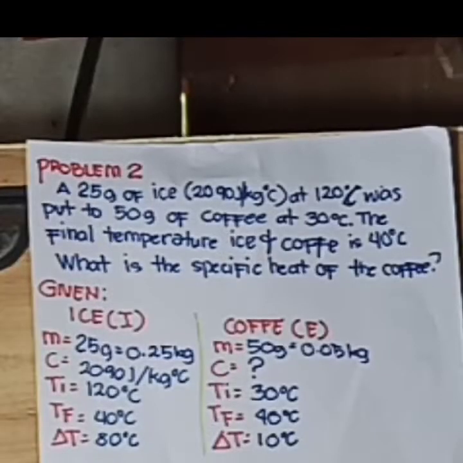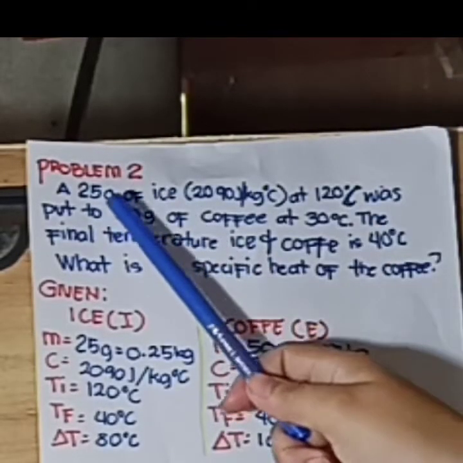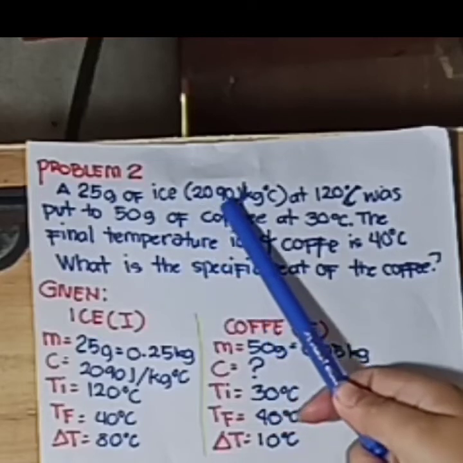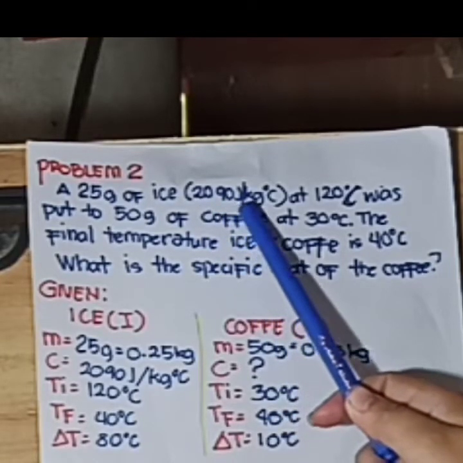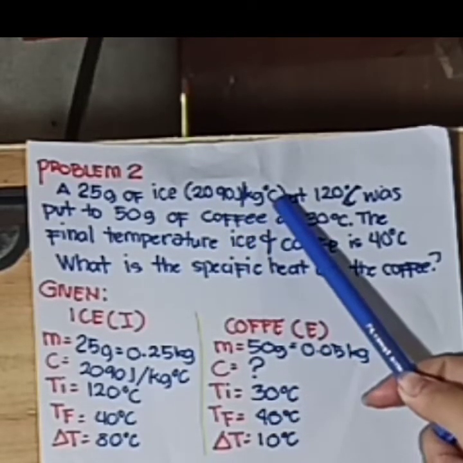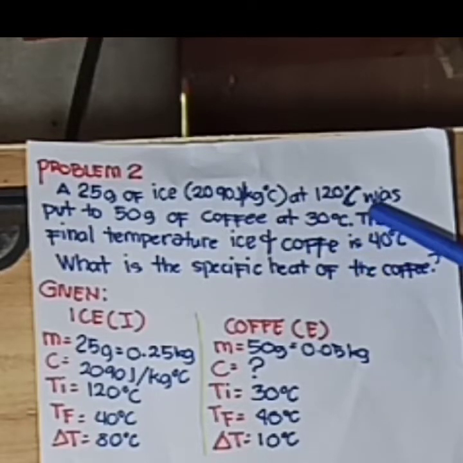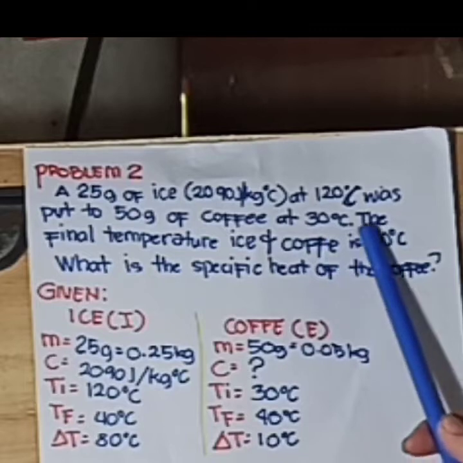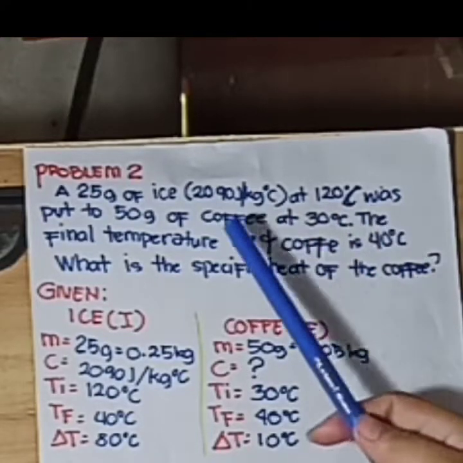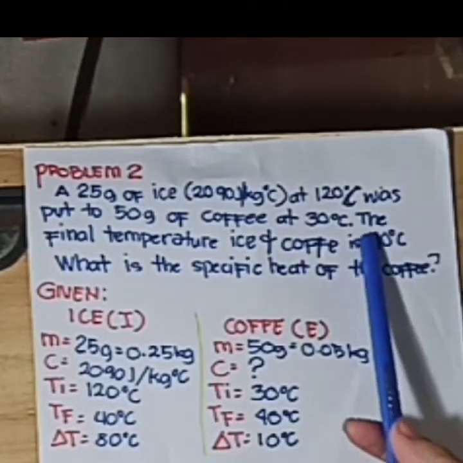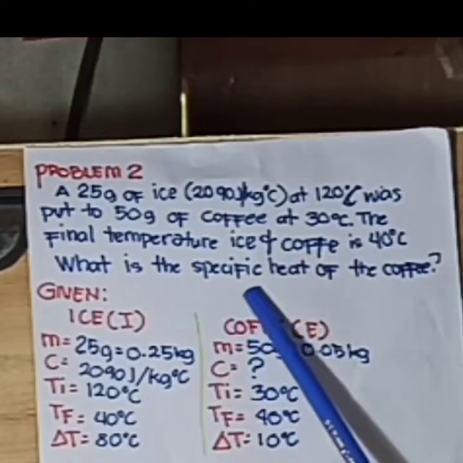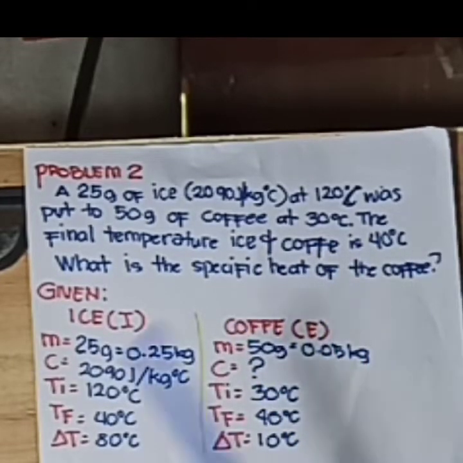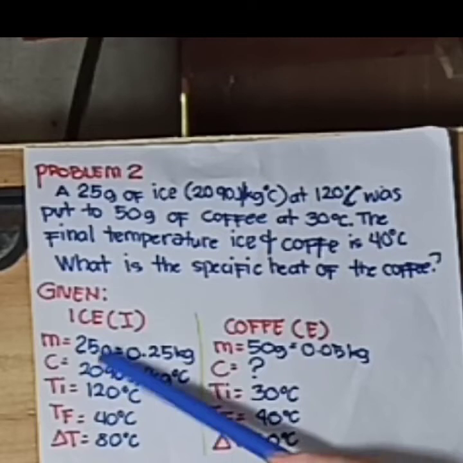Now let's proceed to problem number 2. 25 grams of ice with 2,090 joules per kilogram degrees Celsius at 120 degrees Celsius was put into 50 grams of coffee at 30 degrees Celsius. The final temperature of ice and coffee is 40 degrees Celsius. What is the specific heat of the coffee? First, we write the given.